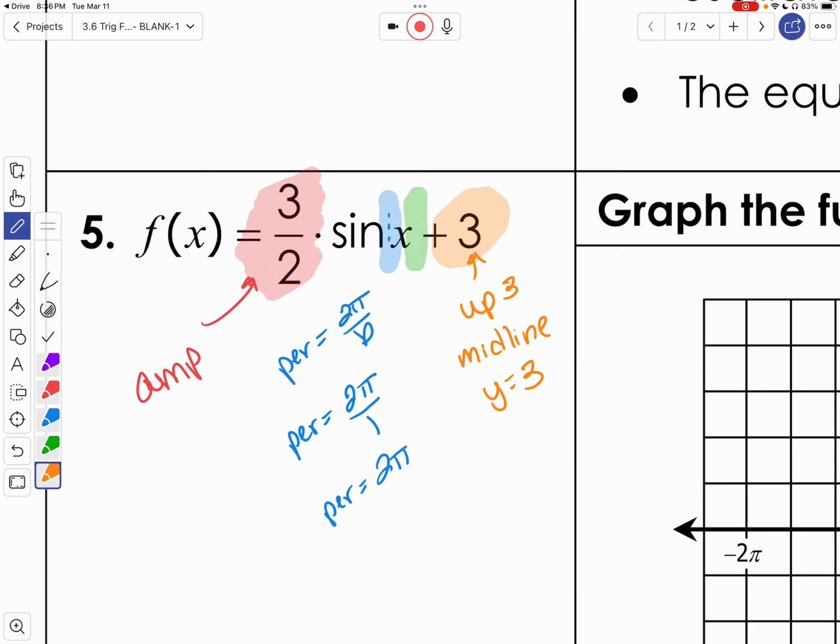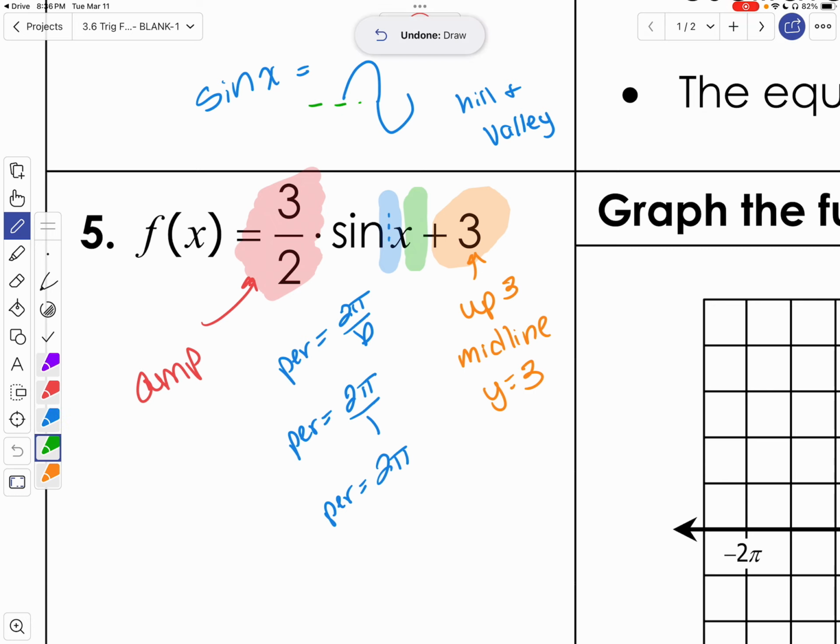Now, a sine graph is what I refer to as a hill and a valley, because the graph looks like a hill. Oops. So it looks like one hill and one valley. Some people say it looks like a squished S. I say one hill and then one valley. Hill and valley, and it starts and ends at our midline. So I'm going to put a dashed line for my midline. So one hill and one valley.